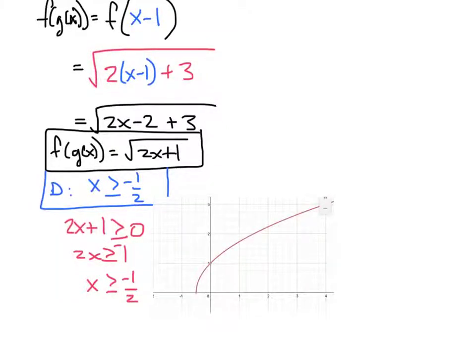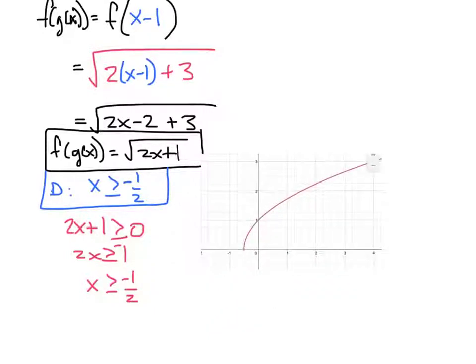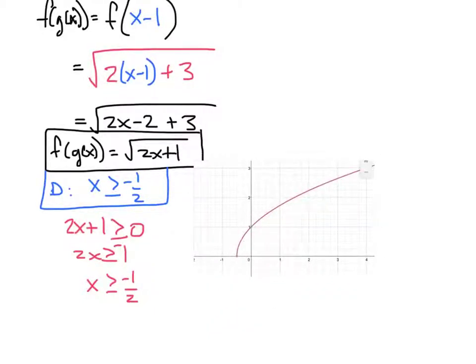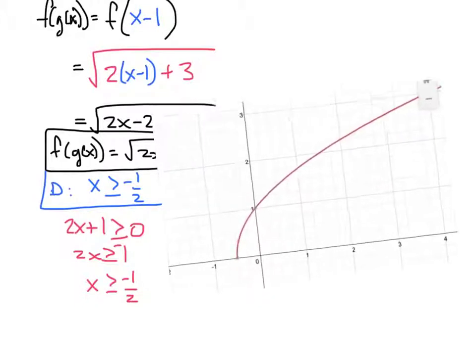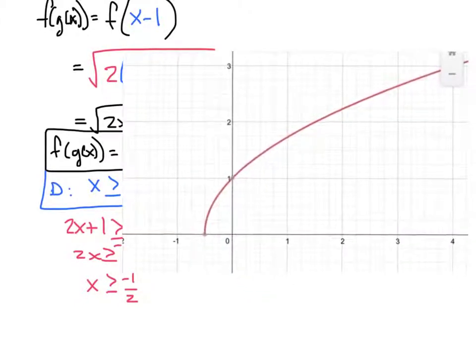All right, here's a graph of the square root of 2x plus 1, just because I want you to understand this domain. We set what was underneath the square root greater than or equal to 0. And we solved and we said that the domain must be greater than or equal to negative 1/2. And look at this graph. All of the x's are greater than or equal to negative 1/2. So these things make sense graphically as well.